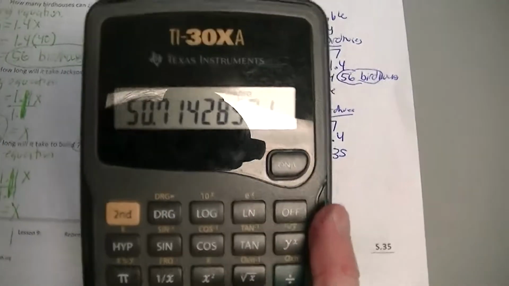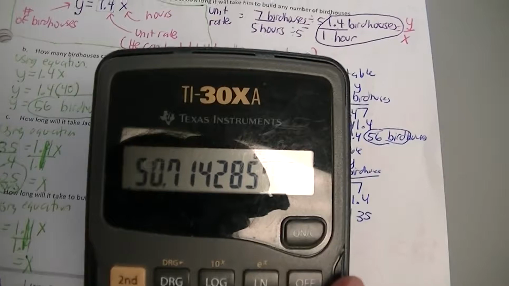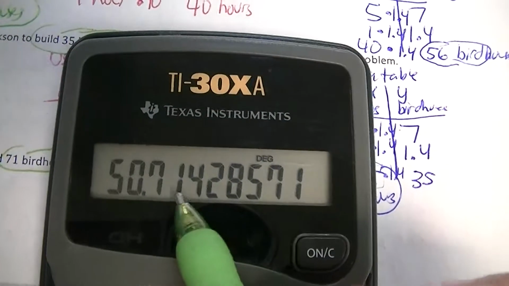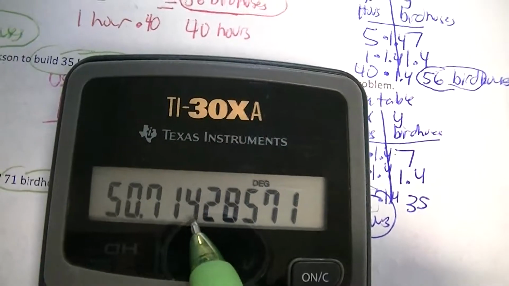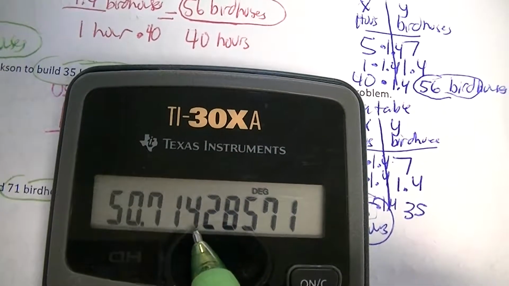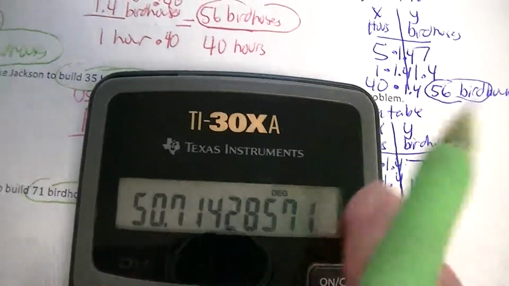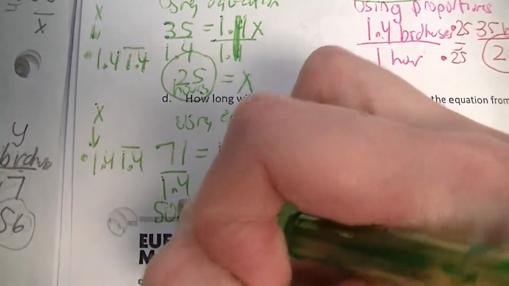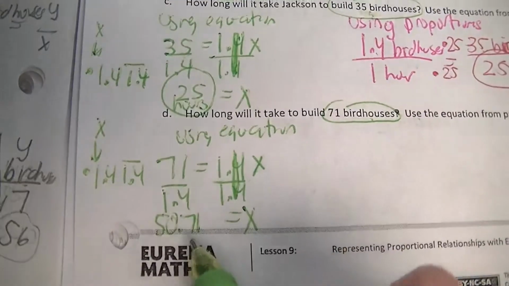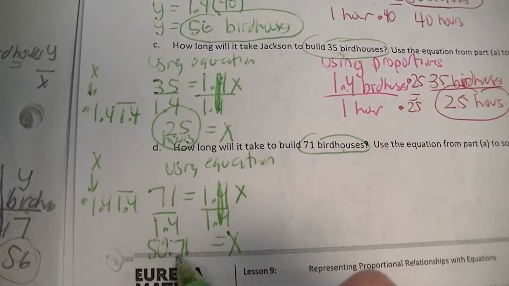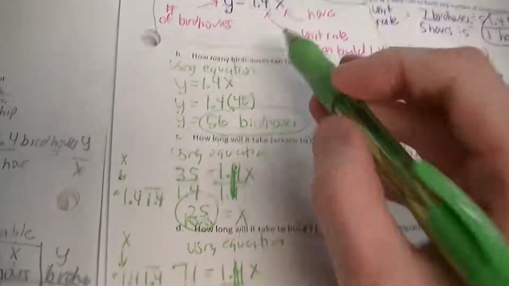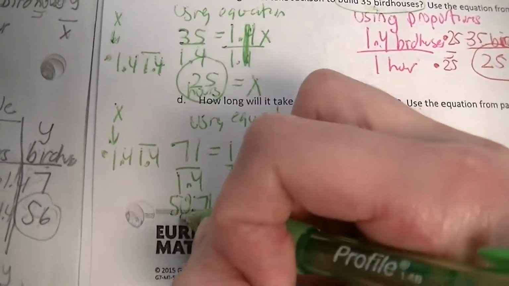Okay, and I'm just gonna go ahead and round it to the nearest hundredth. So it'd be 50 and 71 hundredths, okay? Here's the hundredths place. Look behind it in the thousandths place. That number is not 5 or above, so this 1 stays the same. 50.71. 50 and 71 hundredths. Now, is that birdhouses or hours? Think about it. X represented hours, so this is labeled hours.